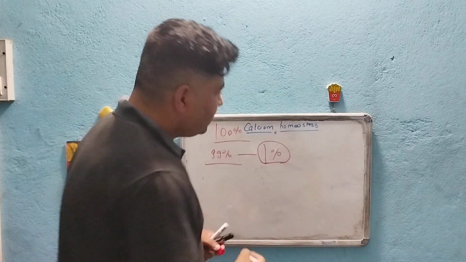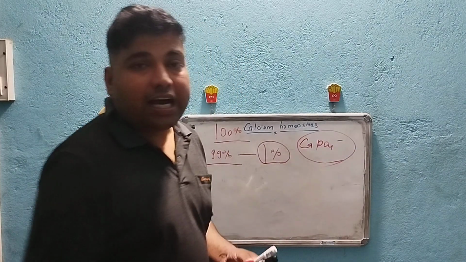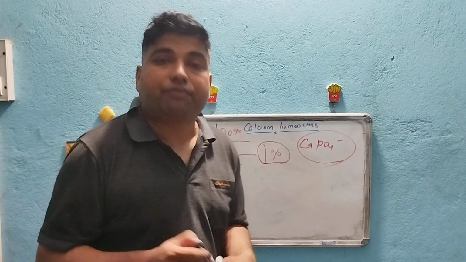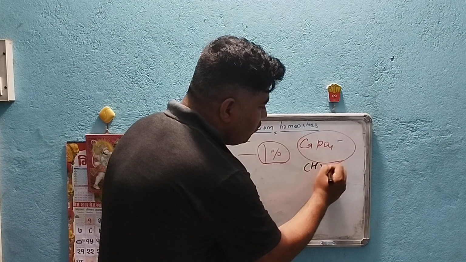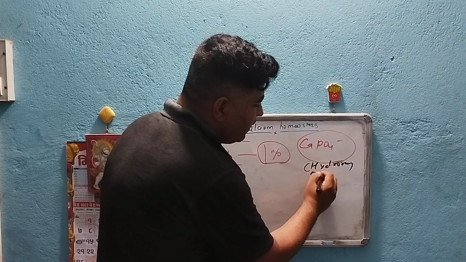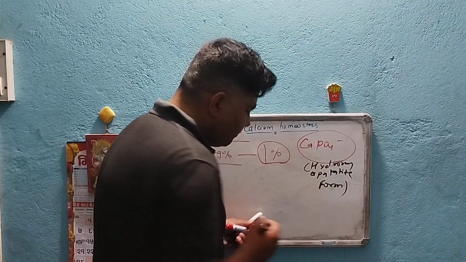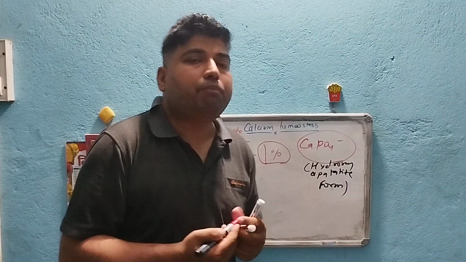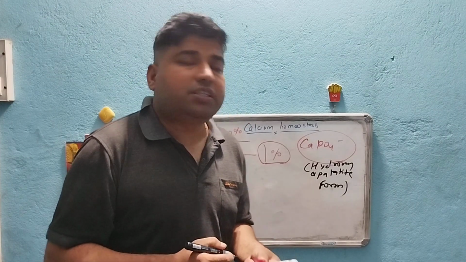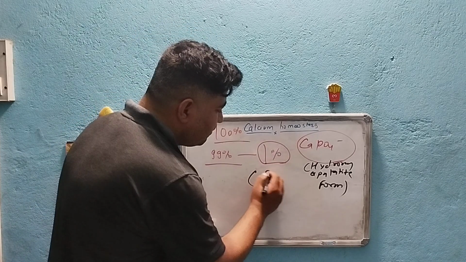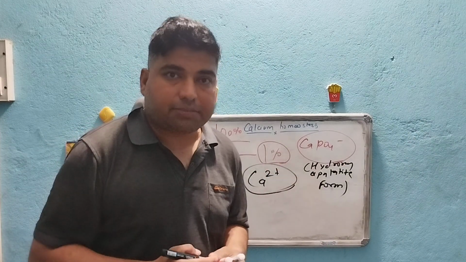with phosphate, a calcium phosphate complex, which is called the hydroxyapatite form. So this form of calcium is the hydroxyapatite form. And the biologically active form of calcium is the divalent calcium ions, which have the biological activity.